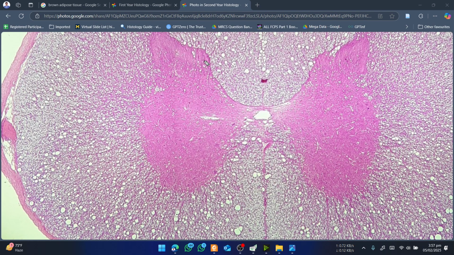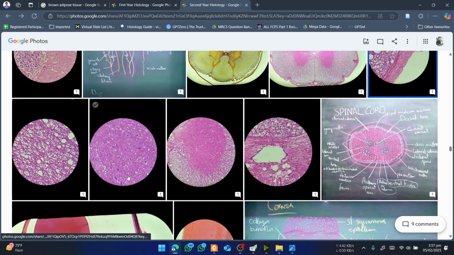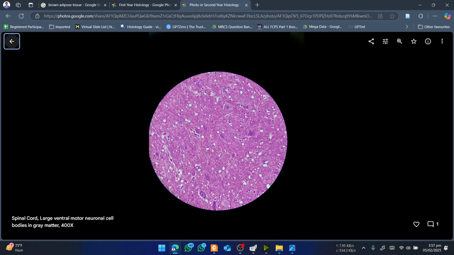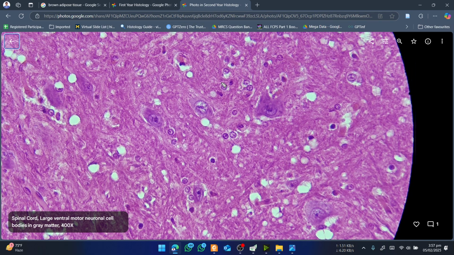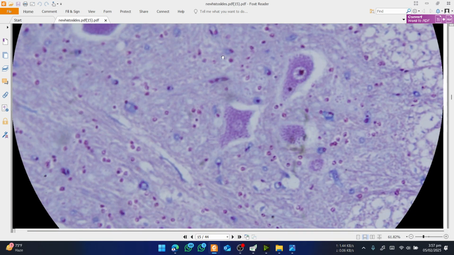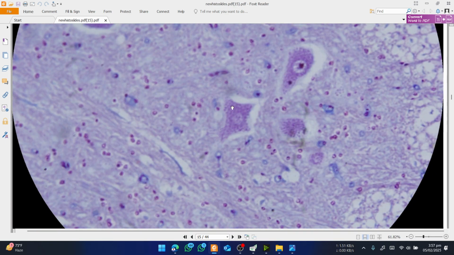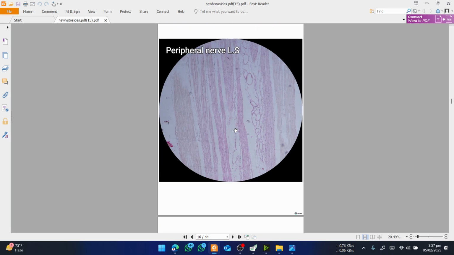Let me show you as we go to the higher magnifications. In the higher magnification, you usually see this picture like this. Here is the alpha motor neuron. These are the cells that are present. To identify and differentiate it from the other types of cells, you can sense the granular appearance. This granular appearance is the Nissl substance that helps you identify the nerve-related cells.